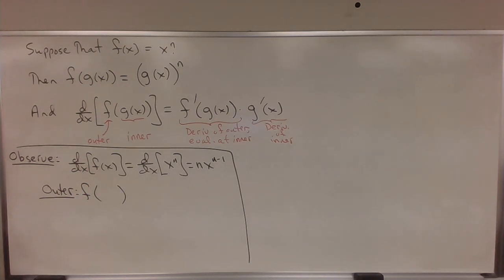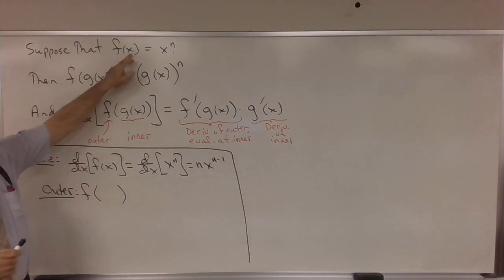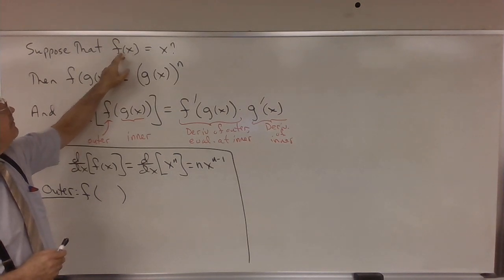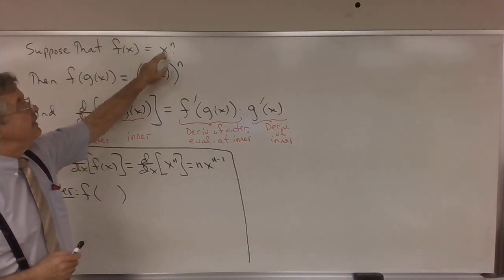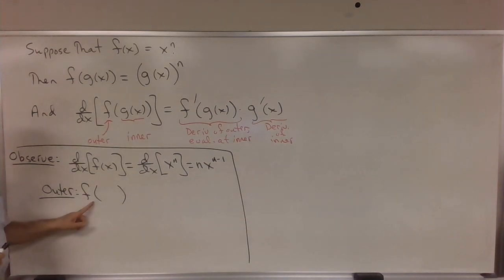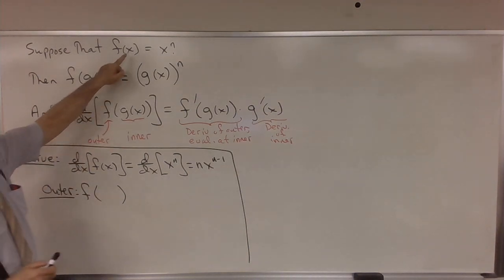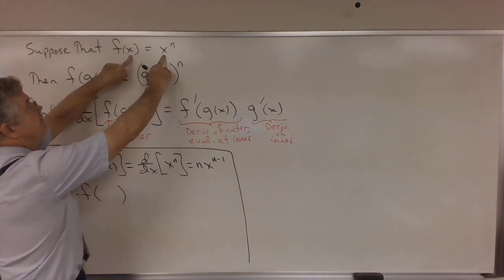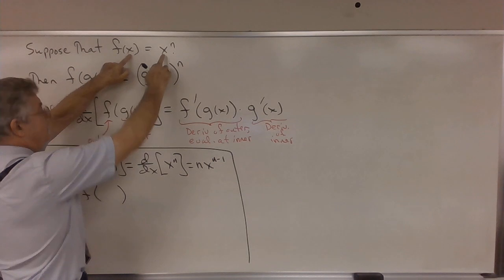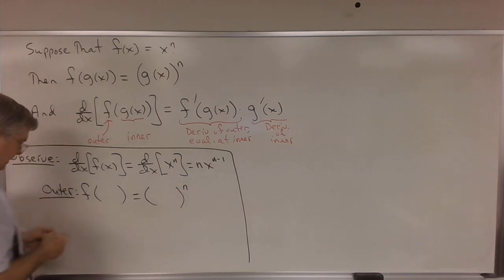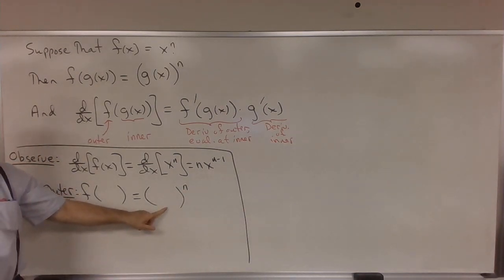Well, this is our model for f of x, or our definition for f of x. F evaluated at x is x to the n power. So what is f evaluated at something? Well, this something plays the role down here that x plays up here in our model of f of x. So every place we see an x up here, we put something down here. This is our outer function, something raised to the n power.